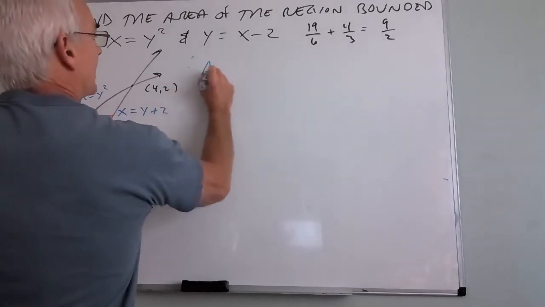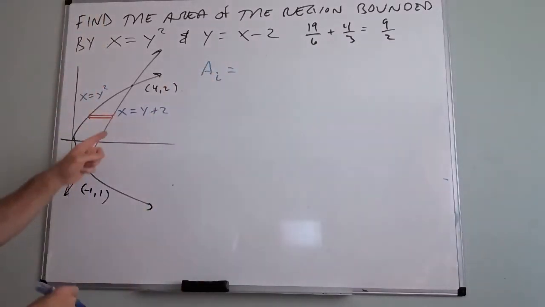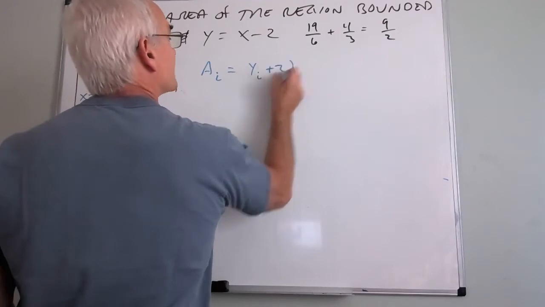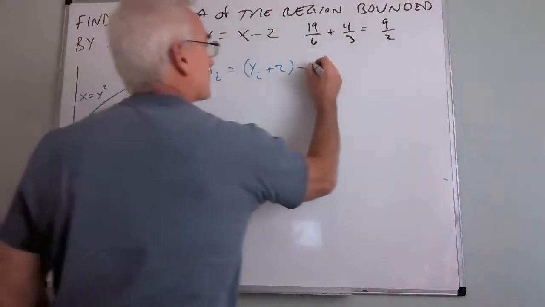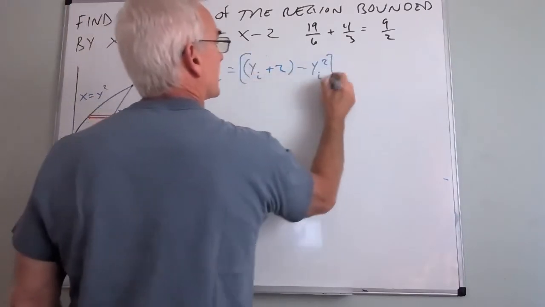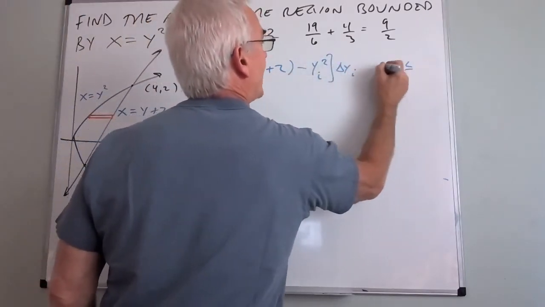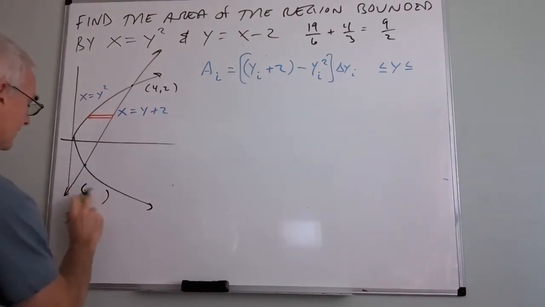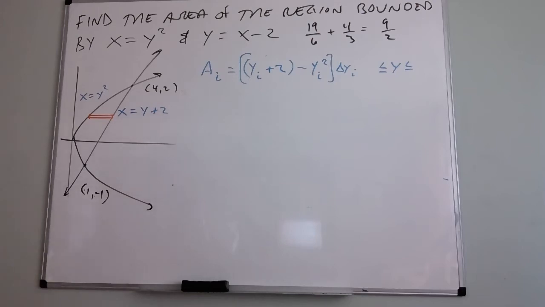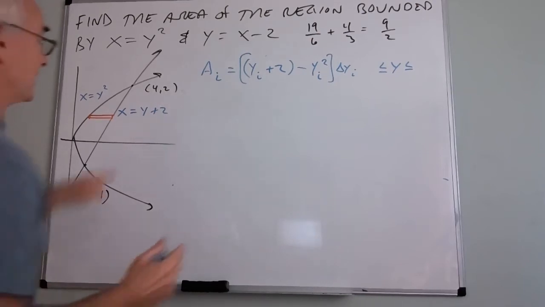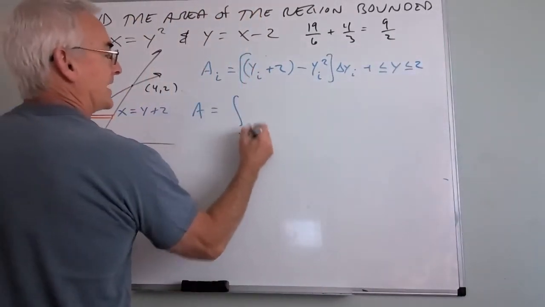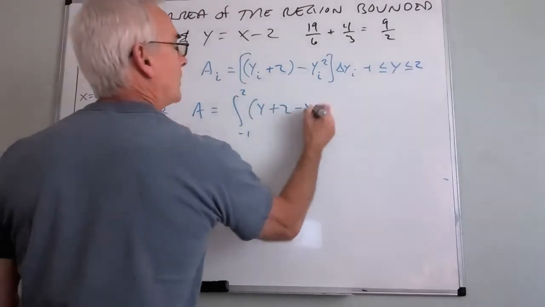So now I can say the ith area is, now I'm going left to right, so I'm going to take right curve minus left curve. That's very important. So y plus 2, and now I'm subtracting yi squared, delta yi, and now the y's are ranging from, whoops, I got this backwards. Sorry, I wrote -1. That should be -1, 1. Sorry. All right, so the y's are ranging from -1 to 2. Now I can say the area is the integral from -1 to 2 of y plus 2 minus y squared dy.